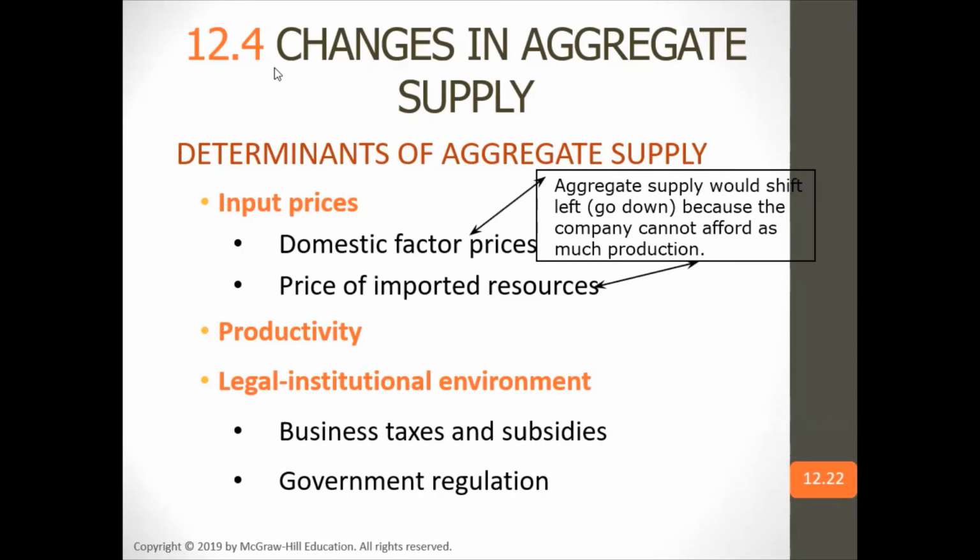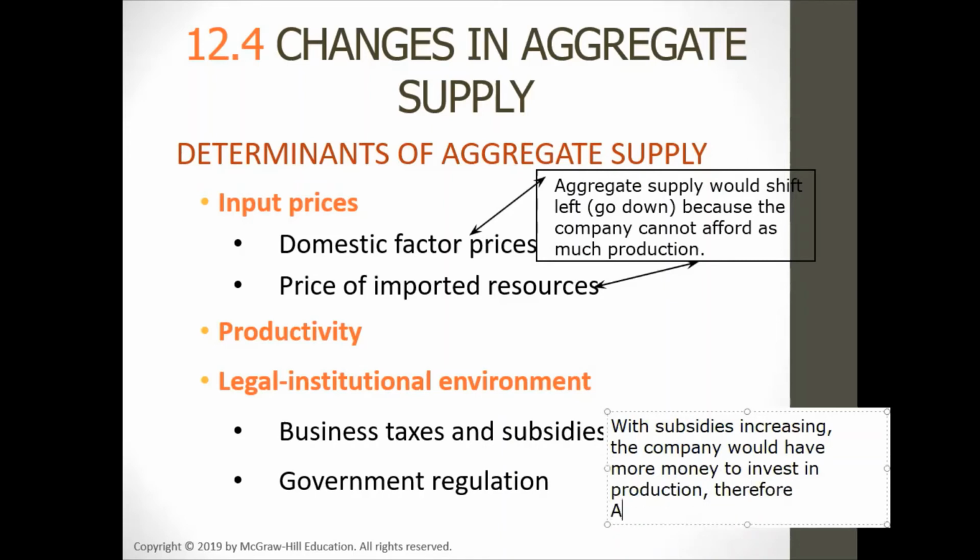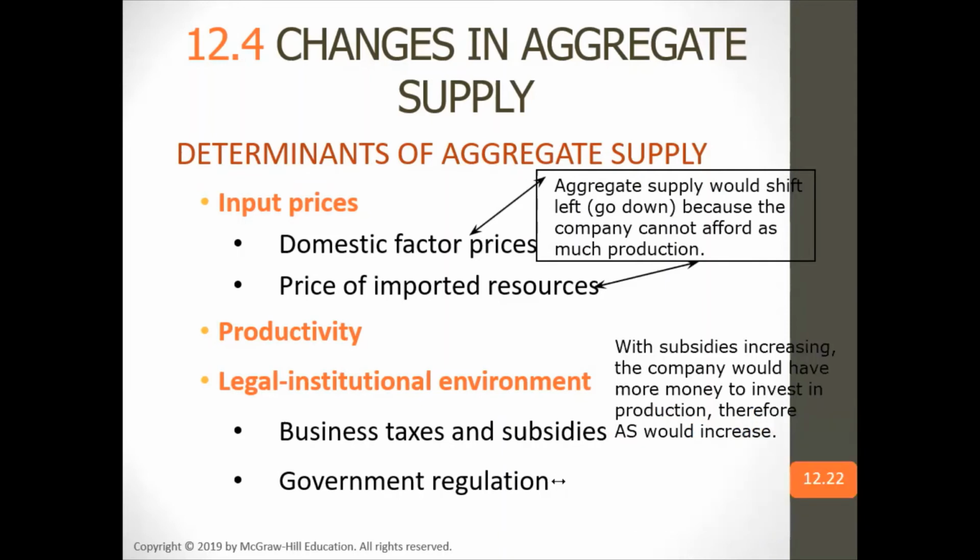Yeah, exactly. So with subsidies increasing, the company would have more money to invest in production. Therefore, aggregate supply (AS) would increase. That's great. Great job. And then what about government regulation? What if government regulation becomes more strict? What would happen to aggregate supply?